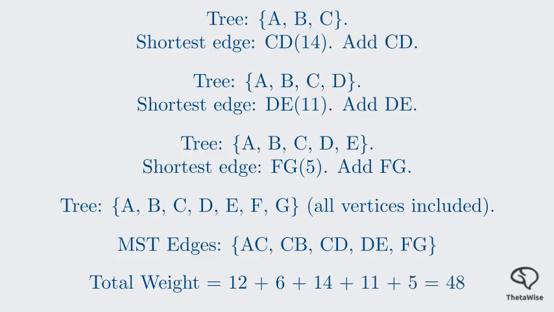Notice that this is a different set of edges from the one found by the textbook example for this graph, but the total weight is the same, showing there can be multiple valid MSTs, though the weight is always unique.